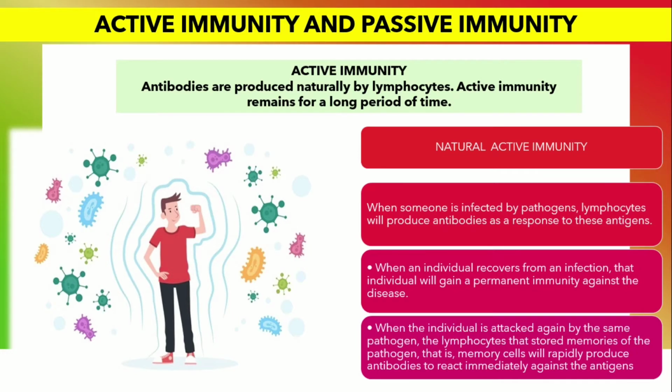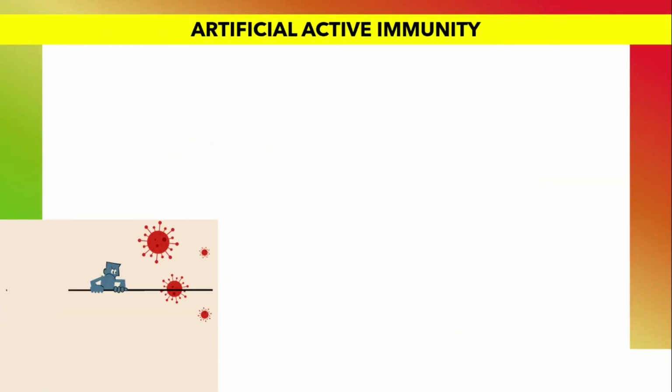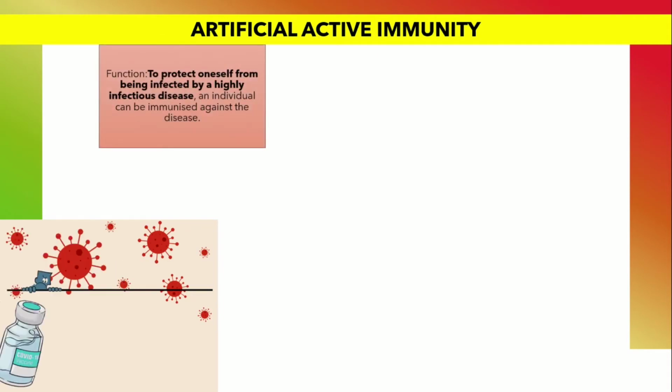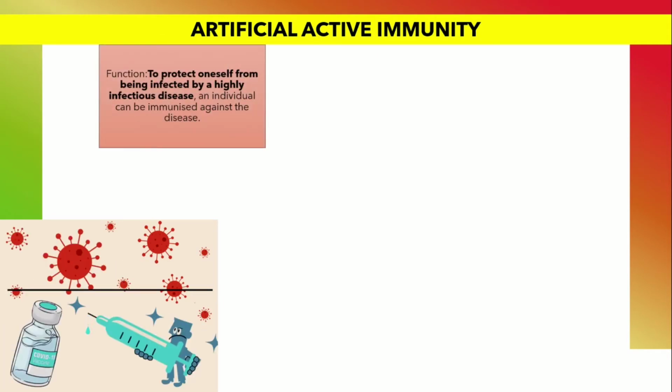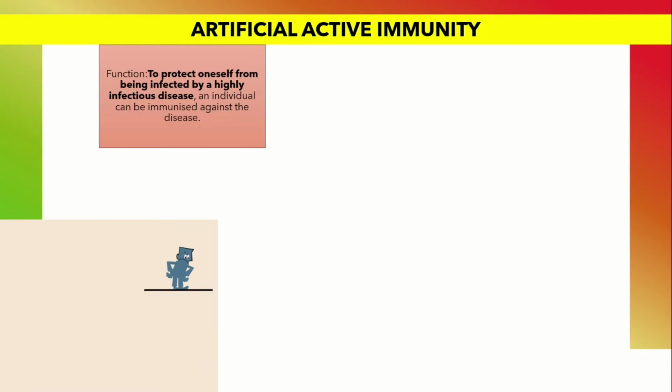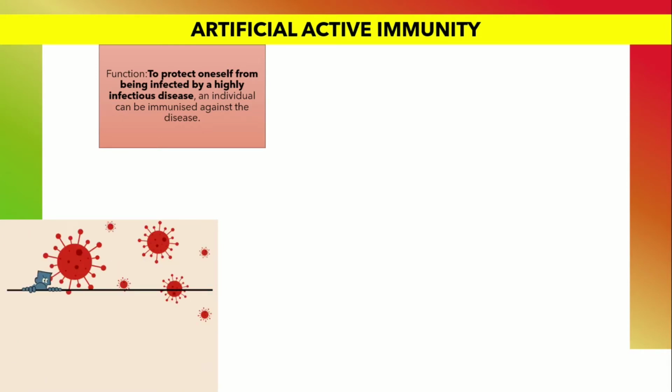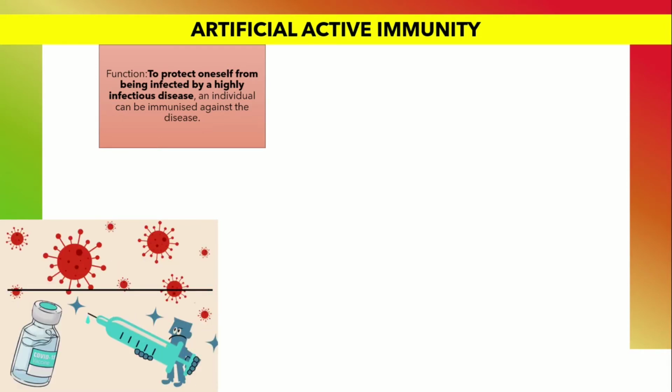When this individual is attacked again by the same pathogen, the lymphocytes that have stored the memory of the pathogen will rapidly produce the antibodies to react immediately against the antigen. This is about artificial active immunity. The function is to protect oneself from being infected by a highly infectious disease, so that the individual can be immunized against the disease.